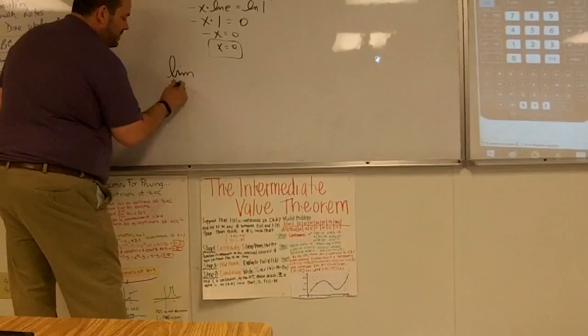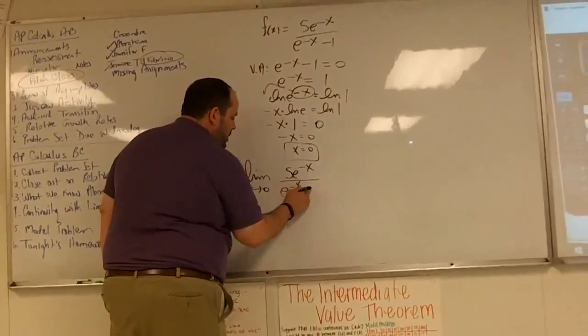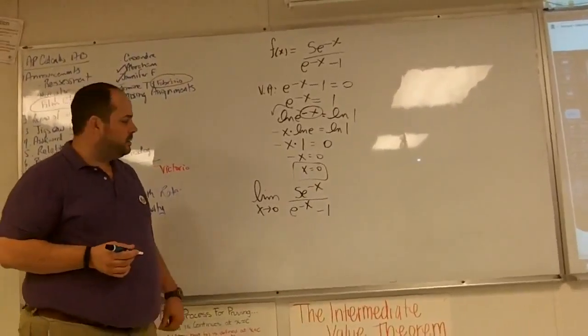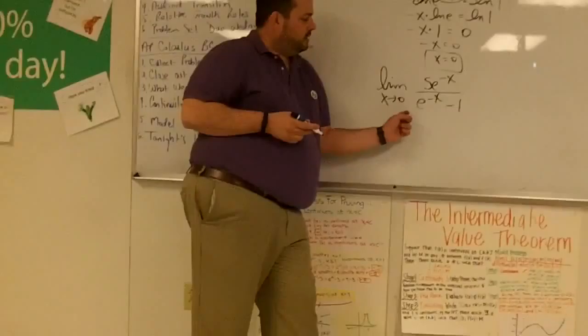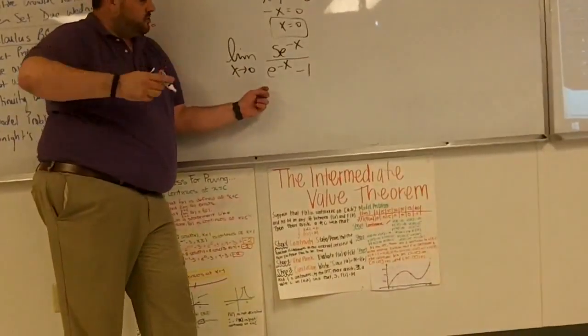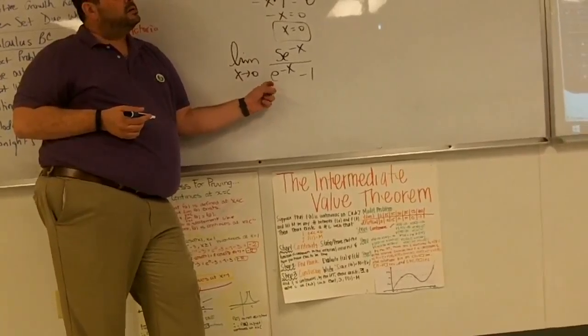So I take the limit as x approaches 0 of 5e to the negative x over e to the negative x minus 1. I want to take that limit. Take the limit as x approaches 0. How am I going to find that limit? What are you going to do?